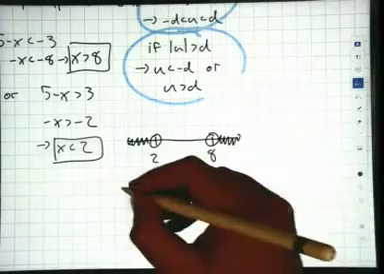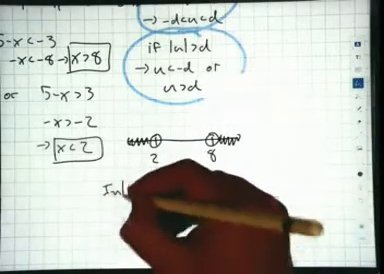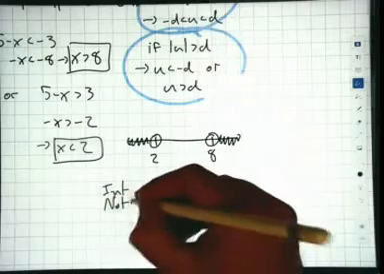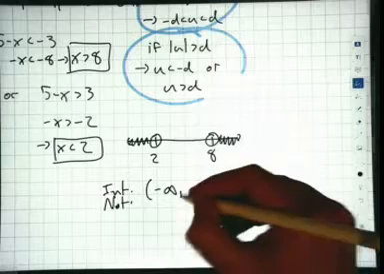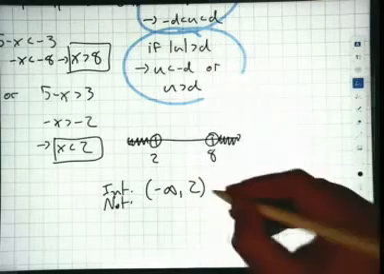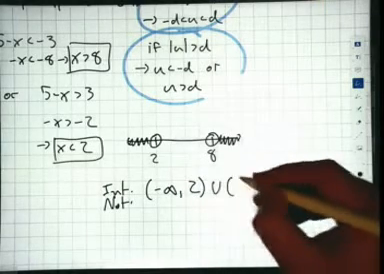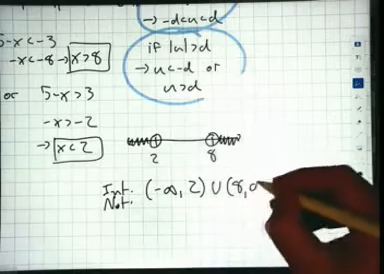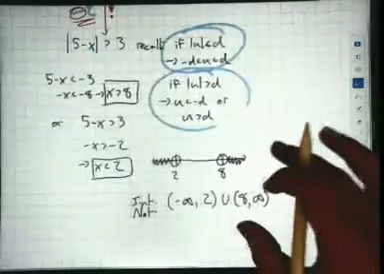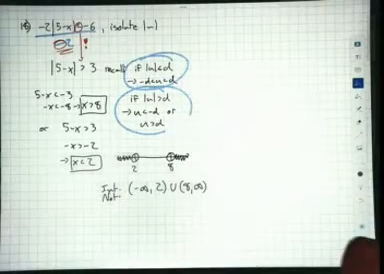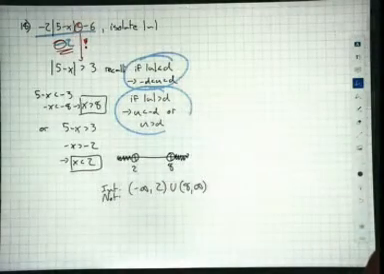How do we express this in interval notation? Well, this is everything from negative infinity to 2 with the parenthesis, union with the interval from 8 to positive infinity. And that's how we solve this absolute value inequality.